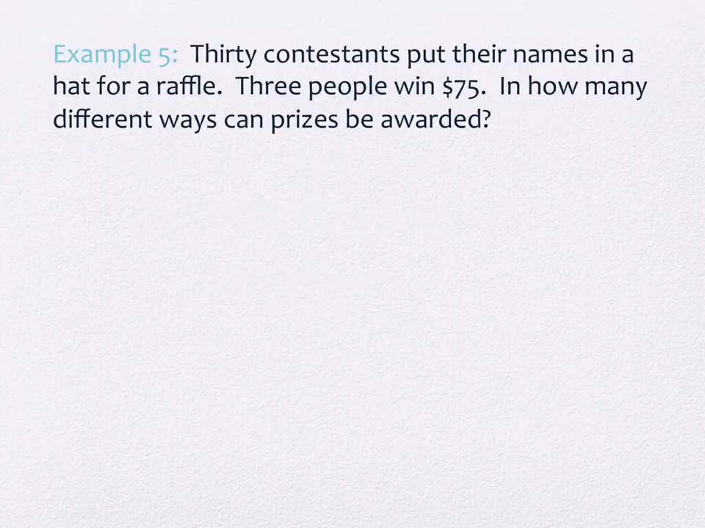So when you look at this problem, 30 contestants' names in a raffle, much like the last problem. But the difference is 3 people win, and they win the same thing. So it doesn't matter if your name is drawn first, second, or third, you all win. Those are indistinguishable from one another. And it's also indistinguishable if you lose. So we still have our 30 factorial on top. But the bottom is the number of people who win, that's 3 factorial, and the number of people who lose, that's 27 factorial. Because it doesn't matter if you're first, second, or third, the order doesn't matter. That's how it's phrased on the previous slide.